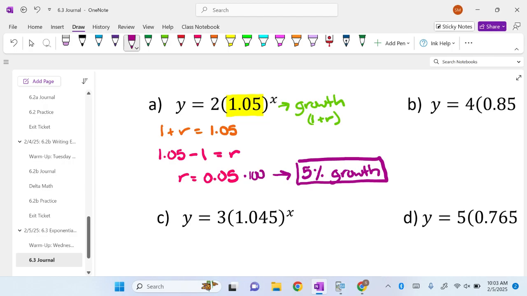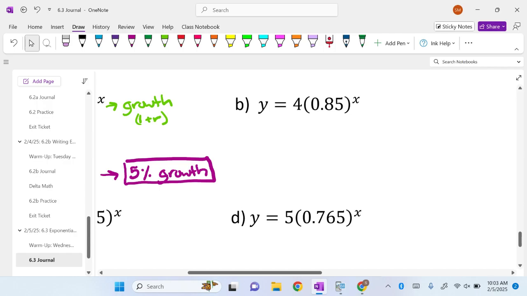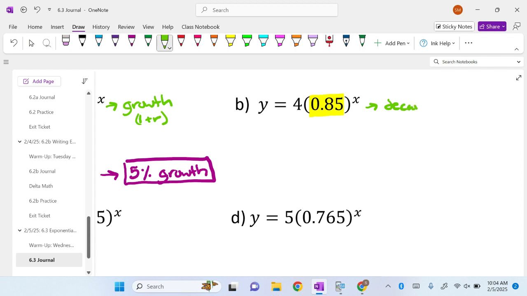All right. What about letter B? First off, is that equation a growth or decay? Decay. How do you know? The b value is lower than 1 and it's also greater than 0, so it'll be a fraction of some sort. So we're dealing with a decay. Since we're only messing around with the b value at this moment, we're just dealing with 1 minus r. So we're saying that 1 minus r would equal 0.85.